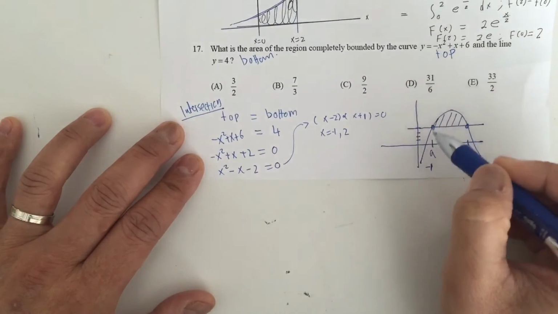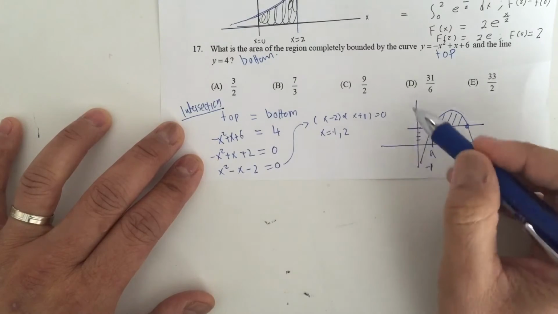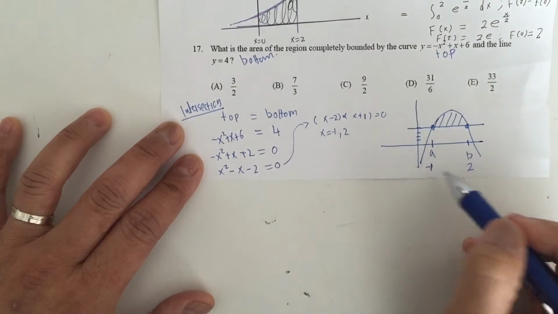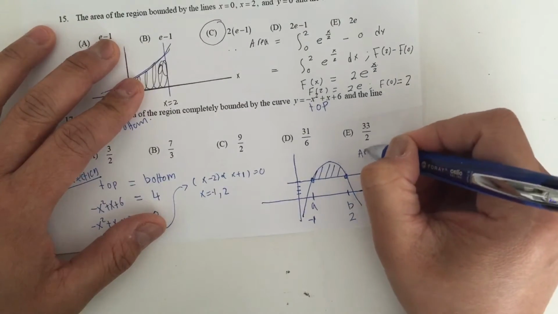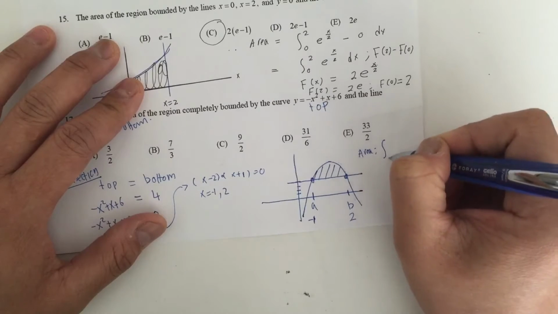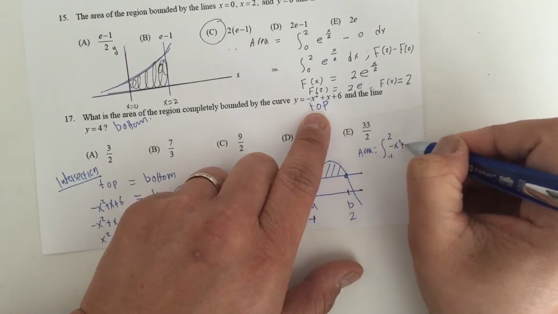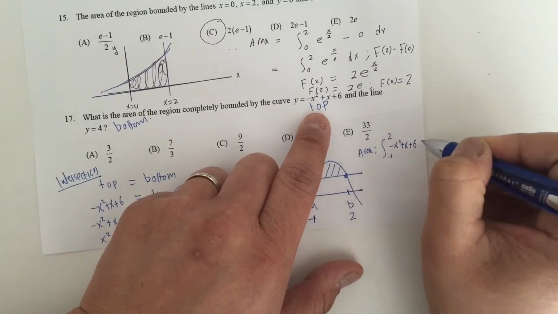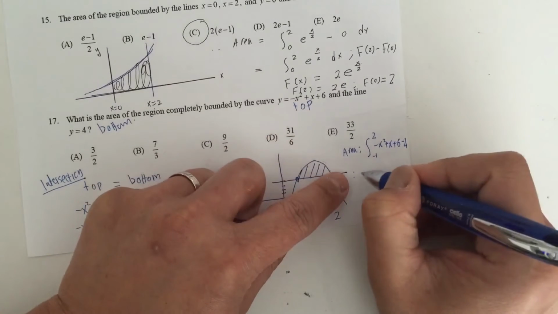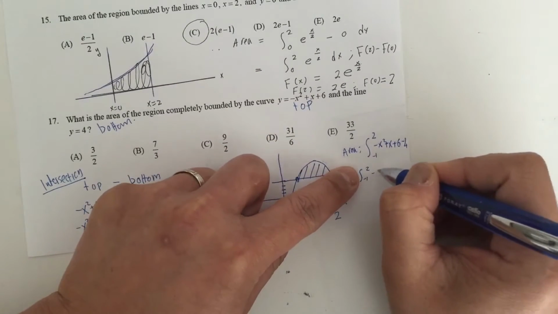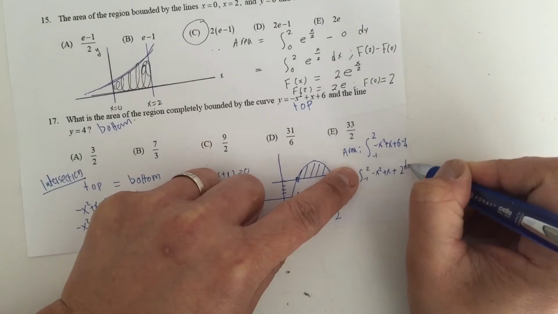So my drawing was a little bit off here. It would have been a bit more to the left of the y-axis. But anyway, the boundary is -1 to 2. And now we integrate. The area is going to be the integral from -1 to 2 of the top function minus the bottom function, so minus 4. Basically it comes out to be the integral from -1 to 2 of -x squared plus x plus 2 dx.